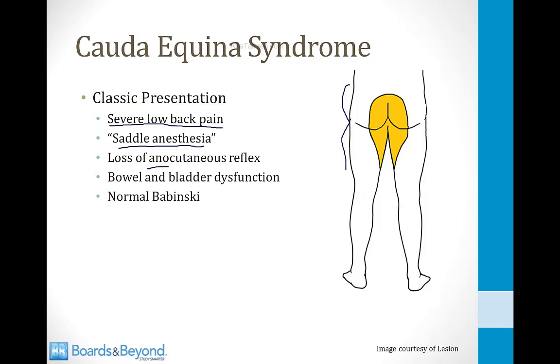They also lose the anocutaneous reflex. This is also sometimes called the anal wink. So when you touch the skin outside of the anal sphincter, you will see a contraction of that muscle. These patients can also have bowel and bladder dysfunction. And importantly, though, they will have a normal Babinski. So why is the Babinski normal? Well, the reason is because the nerves in the cauda equina, although they're in the spinal canal, are technically peripheral nerves. They've exited the spinal cord. So you won't see upper motor neuron findings, you see lower motor neuron findings.